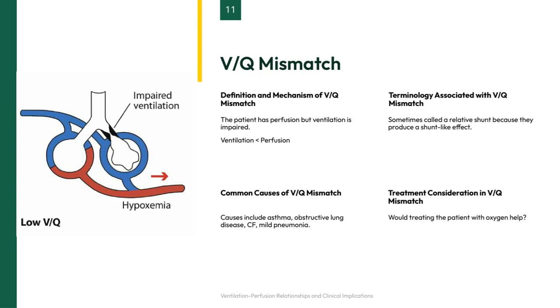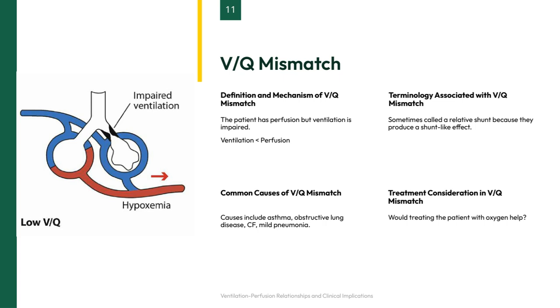When we talk about VQ mismatch, we're referring to a situation where the patient's lungs receive blood flow or perfusion, but the ventilation is compromised. In other words, the amount of air reaching the alveoli is less than the blood flow, so ventilation is less than perfusion. This imbalance means oxygen isn't efficiently getting into the bloodstream. This is sometimes called a relative shunt because it mimics the effects of a true shunt, where blood passes through the lungs without getting oxygenated. But in VQ mismatch, the issue is ventilation being impaired rather than an anatomical shunt.